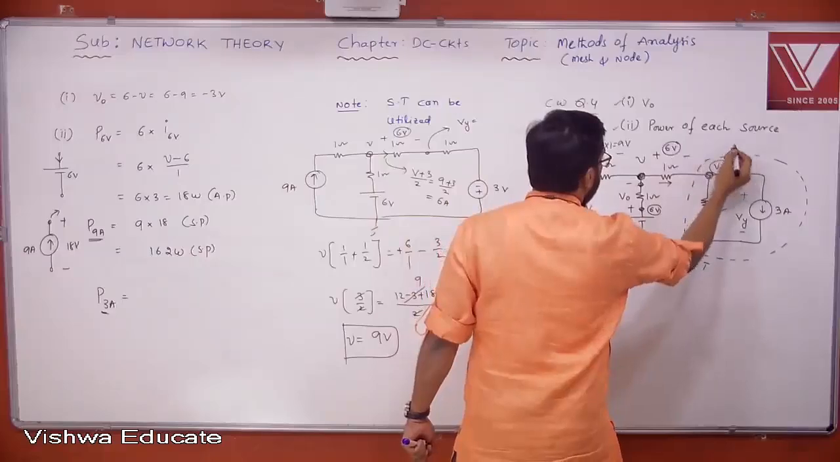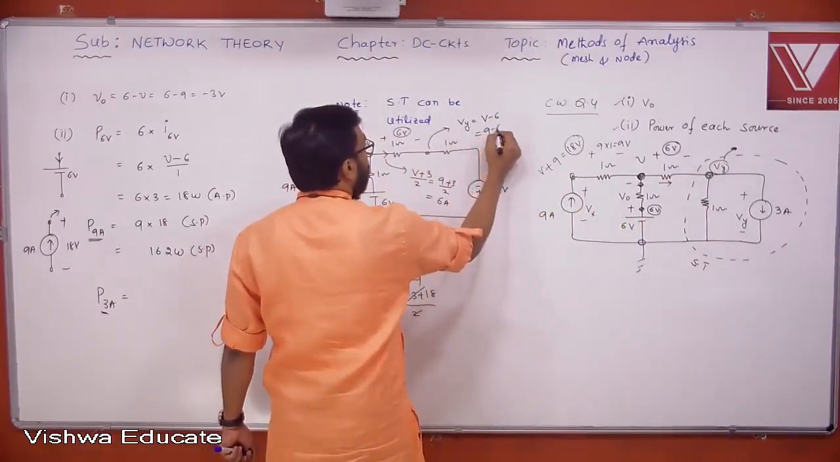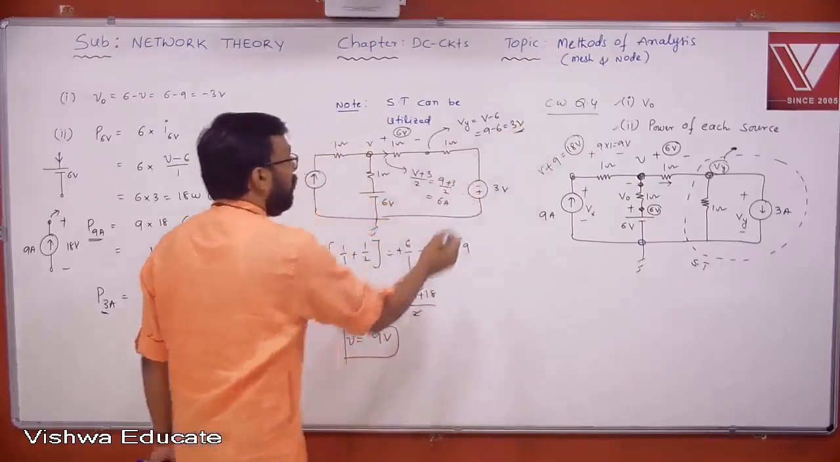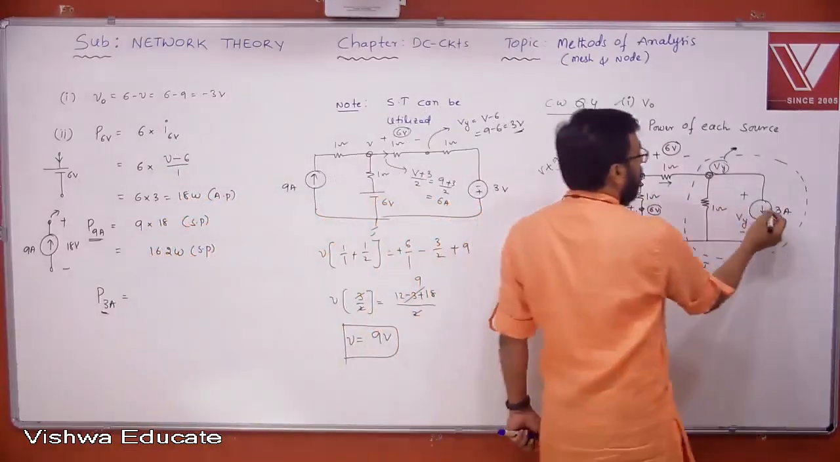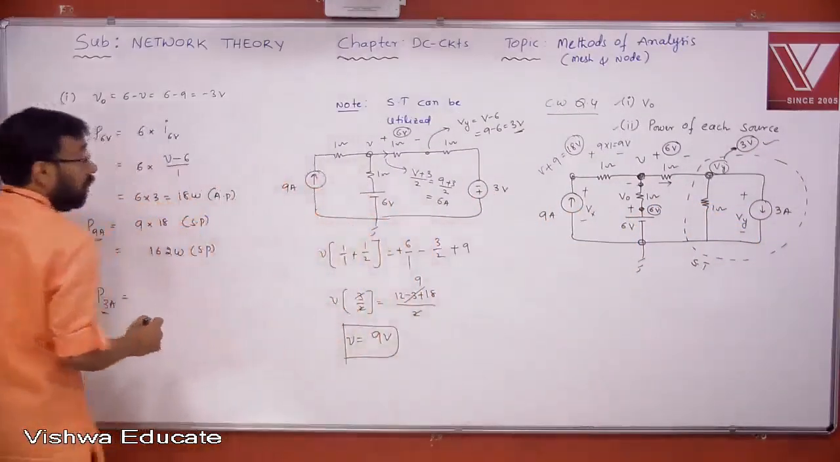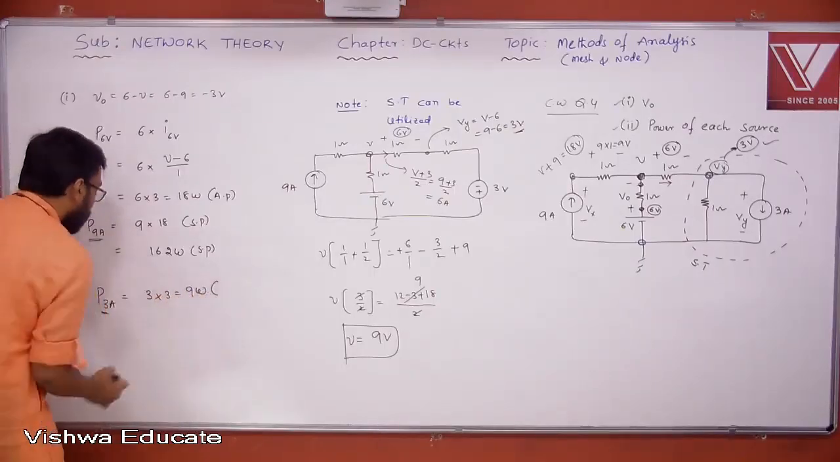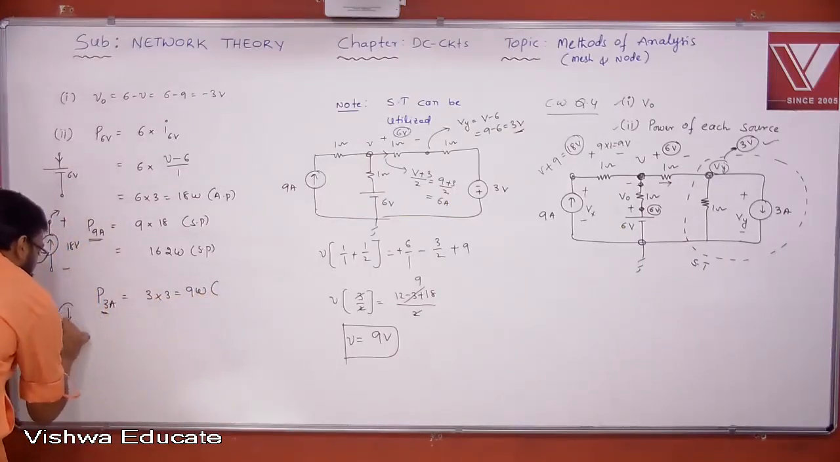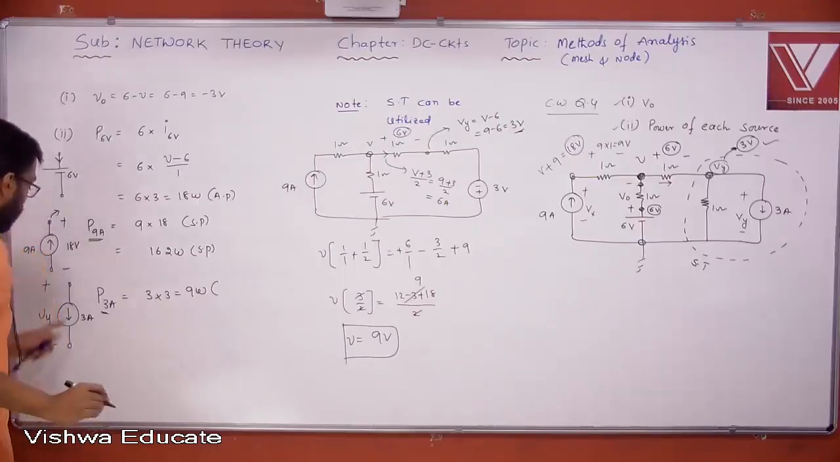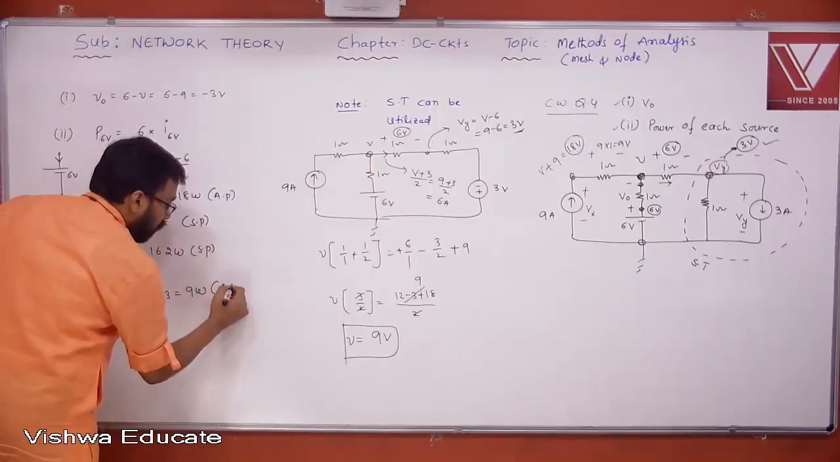And jump from this point to this point. What is that voltage you are getting? V minus 6, 9 minus 6, that is 3 volt. Now the same voltage is appearing across the current source, that is 3 volts here. Therefore, 3 into 3, 9 watt. Now what are the current source and voltage polarities? The current source is 3 ampere. The voltage polarities are plus minus Vy. Current is leaving from negative, nothing but entering into positive. Therefore it is absorbed power.